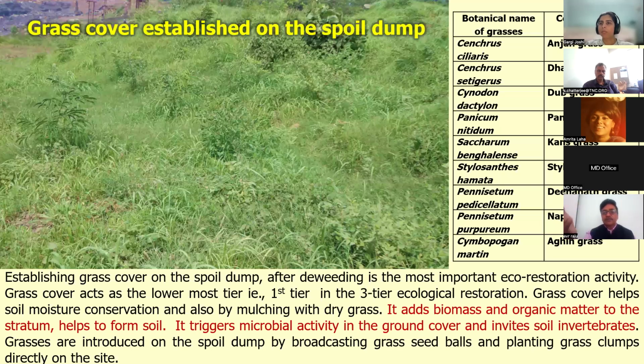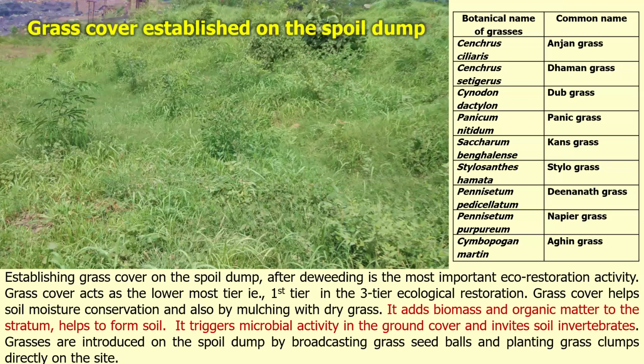Now, I've given the species here. The grasses: the first two are Cenchrus ciliaris and Cenchrus setigerus. These were procured in large amounts from the Central Arid Zone Research Institute. Another seed which goes very well in the degraded lands is Pennisetum pedicellatum, called Dinanath grass. It's very famous in ecological terms. And as I told, grasses help in creating the first launching pad for the restoration process. It adds biomass and organic matter to the stratum and helps to form soil.